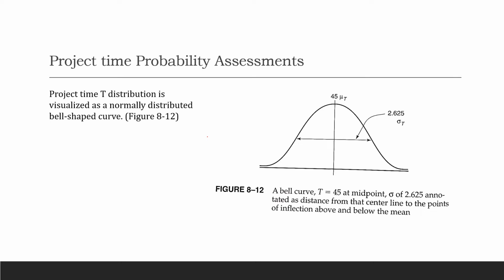And we're going to continue. So here your sigma is 2.625, annotated as a distance from the center line. So this is your center line. This is your standard deviation, saying it is deviated from the midpoint that much, that amount. And from the center line to the points of inflection above and below the mean. So this is the point of inflection, above and below the mean. This is above and that is below. The mean is right there in the middle.